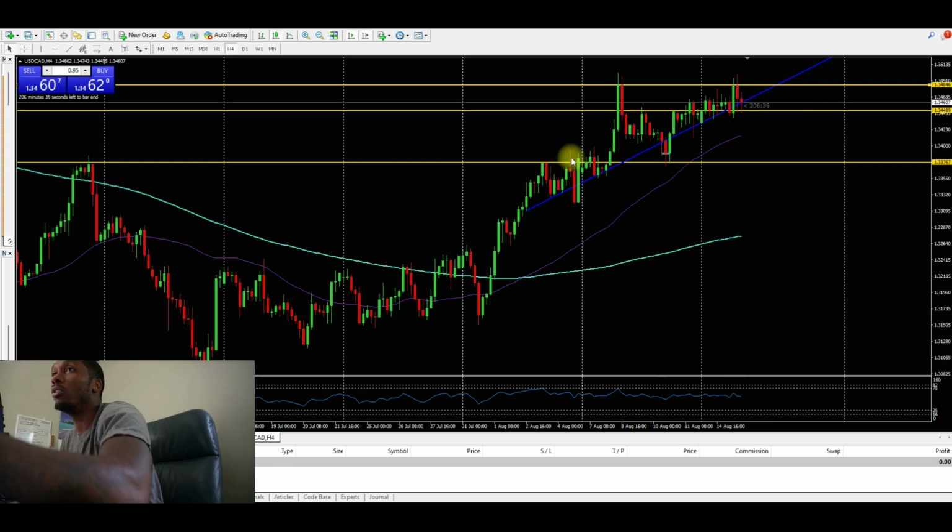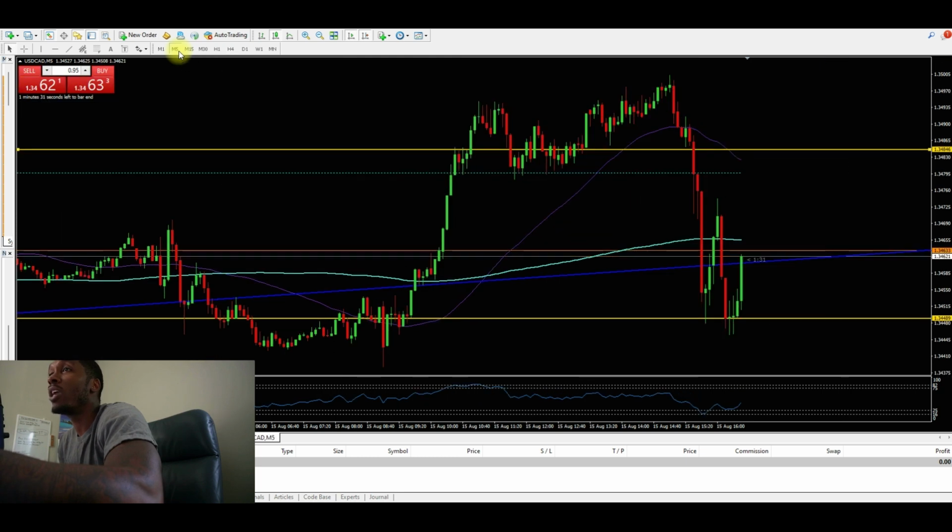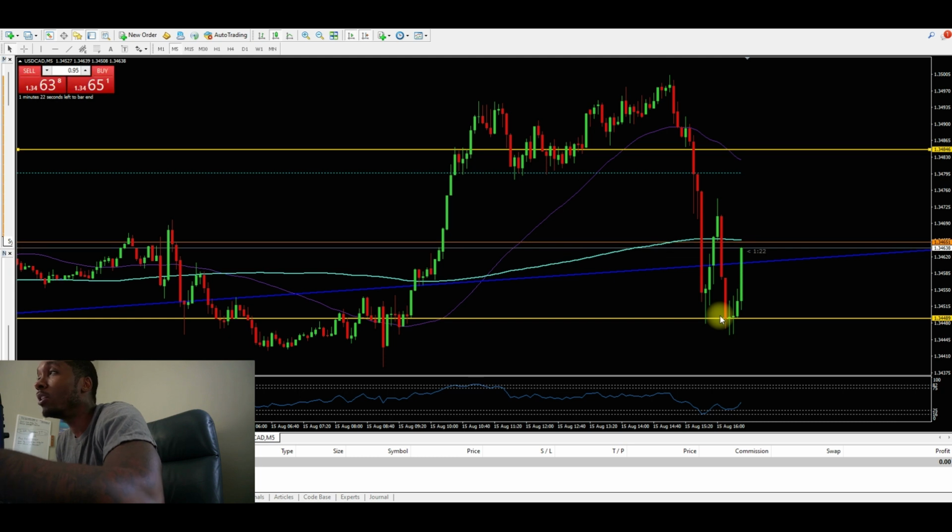It's broken a bunch of highs. Broke this high right here, made this high. So in an uptrend, you want to get in the buy if you can. Get in the best buy. But look at that. It's still going up. So yeah, support and resistance does work.